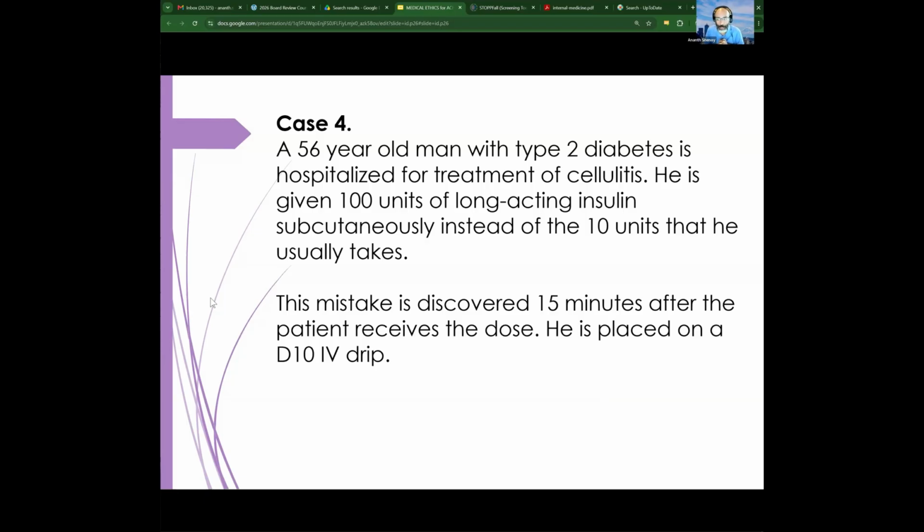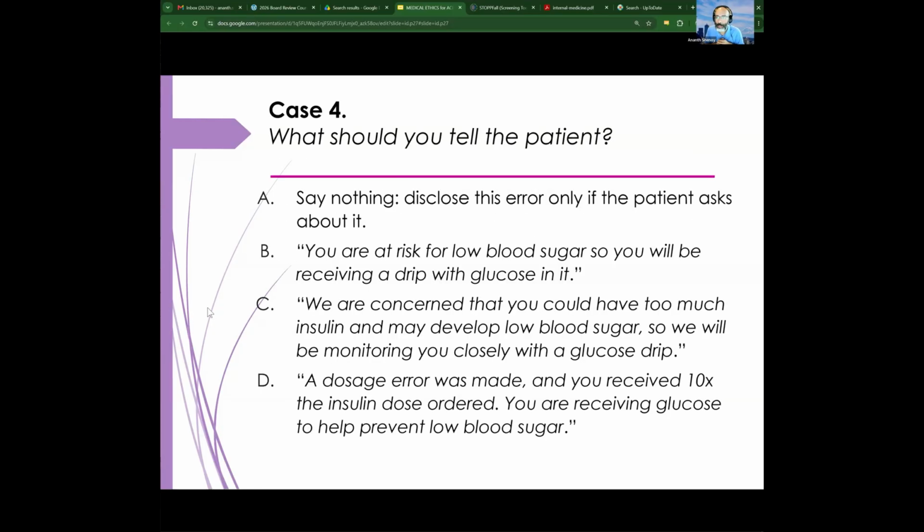The mistake is fortunately discovered shortly after, and the patient is placed on a dextrose IV drip to help mitigate the risk of hypoglycemia. So for our next case, and Sharon, if we could launch the poll, should we say nothing, disclose the error only if the patient asks about it? Should we say, you are at risk for low blood sugar, so you will be receiving a drip with glucose in it? Should we say, we are concerned that you could have too much insulin and may develop low blood sugar, so we'll be monitoring you closely with the glucose drip? Or should you say, a dosage error was made, you received 10 times the insulin dose that was ordered, you were given glucose to prevent low blood sugar?